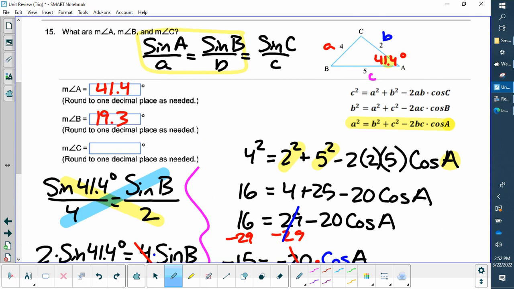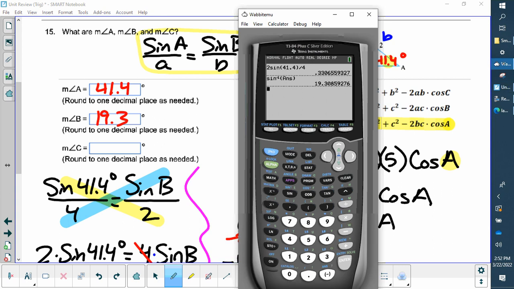Okay, then last but not least, I am not going to use any hard math because we should know that all angles add up in a triangle, add up to 180. Okay, so now I'm just going to use my calculator here, and I will use some basic subtraction. So 180 minus 41.4 minus 19.3, and we have our final answer.